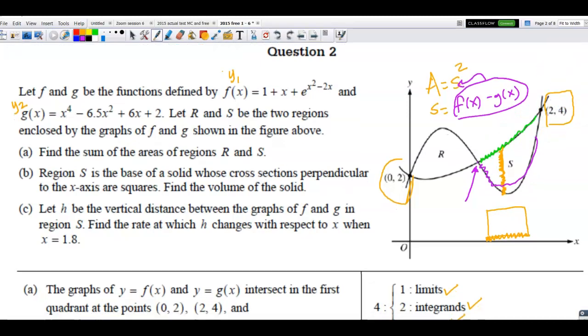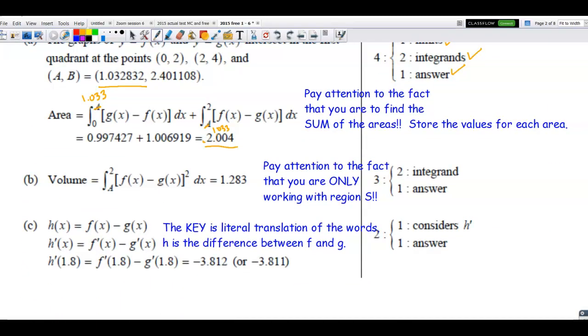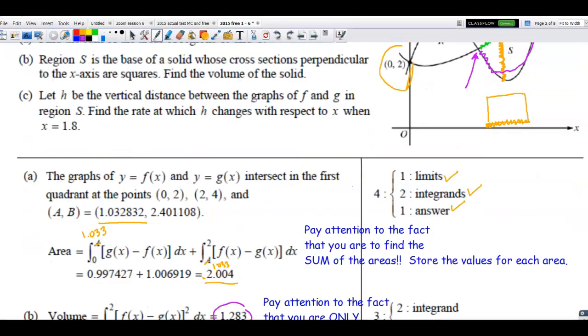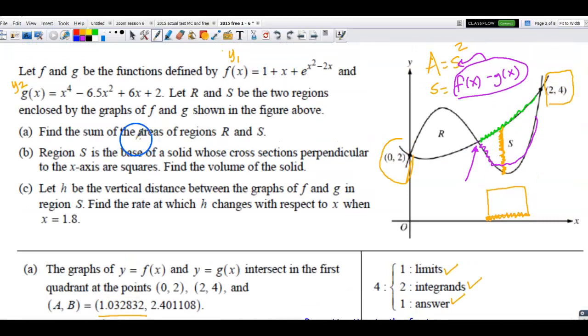All right, so with the calculator, after we set this up, notice I'm starting again at 1.033. There's the top minus bottom, quantity squared, area of square, side squared, from 1.033 to 2, and we get 1.283. And then finally in letter C, let me get rid of what I cleaned the graph off over here.